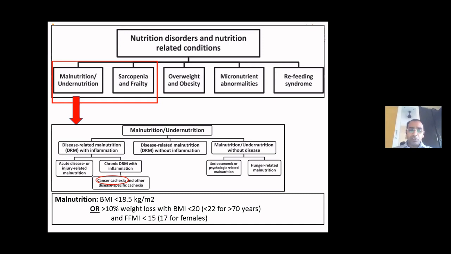So malnutrition is defined as BMI less than 18.5, or 10% weight loss with BMI less than 20, or fat-free mass index less than 15, which is of course slightly higher for females, because females generally tend to have a little bit more of fat percentage in their body.